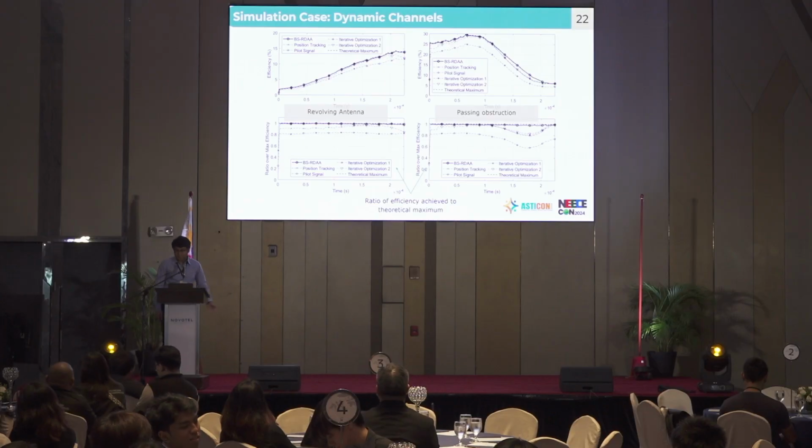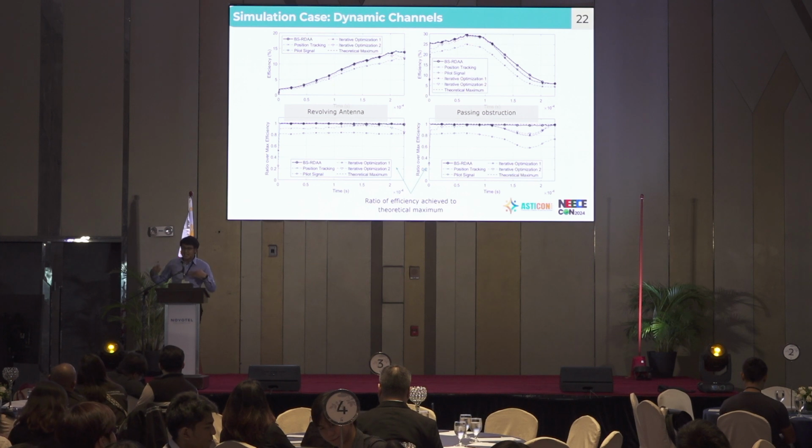So what happens now if we put it in dynamic channels? When the channel is moving, the maximum efficiency also changes over time. For the first case on your left, this is the revolving antenna case. It is maximum when the antennas are in the best alignment.